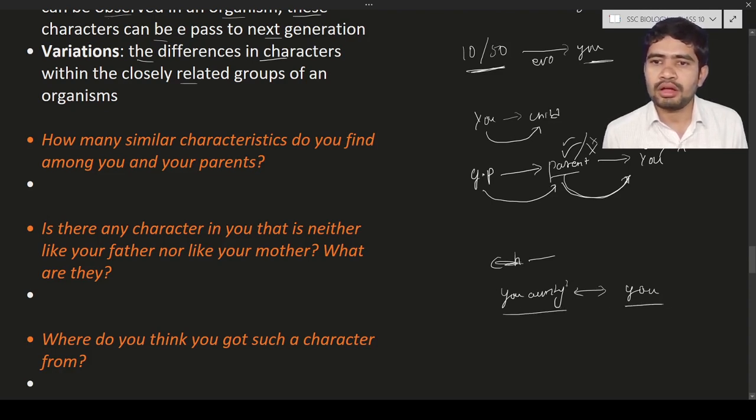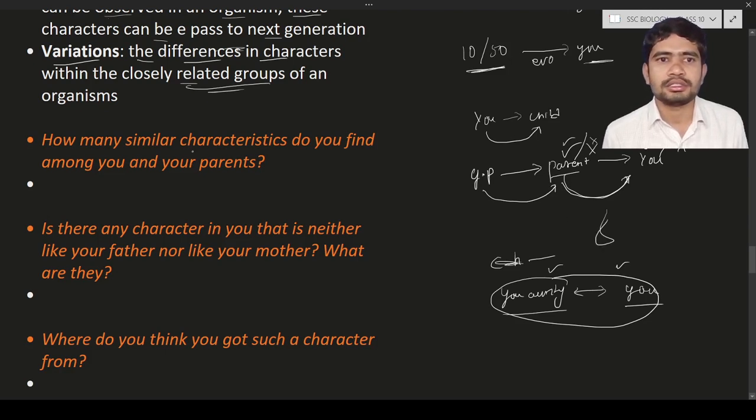Why? Because your aunt and you belong to the same relation. It means your relatives. So these variations are the differences in the characters within the closely related groups. So your aunt and you, both of you are closely related. So you will have such kind of variations. It means the differences like curly hair and also eye color, skin color, and so on. These all are the different variations that can be observed in the closely related groups. Okay, and this is about it.